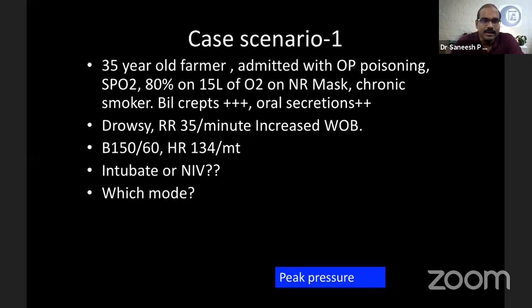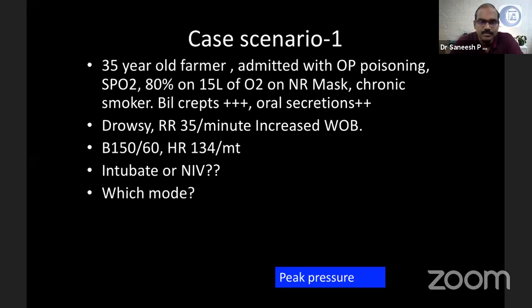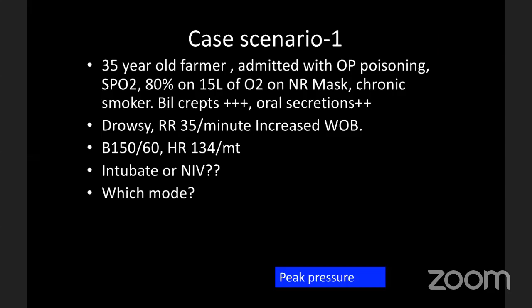Blood pressure is 150/60, heart rate tachycardic at 134 per minute. Would you intubate or attempt non-invasive ventilation? Looking at the history, sir, the saturation is 80% with 15 liters of oxygen on the non-rebreathing mask, the patient is drowsy, and a chronic smoker. As the patient is a chronic smoker, I would like to put on the non-invasive mode of ventilation. But looking at the history, the patient is drowsy also and has saturation of 80%. So I would like to intubate the patient.